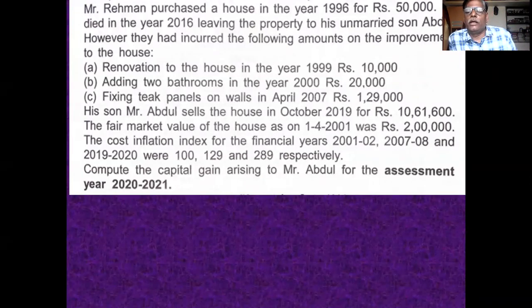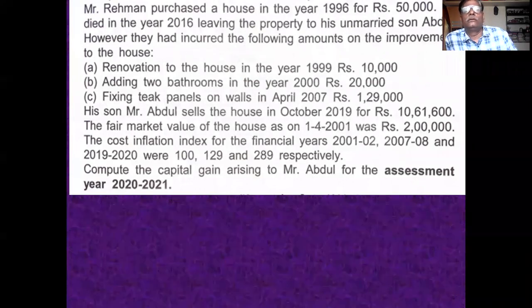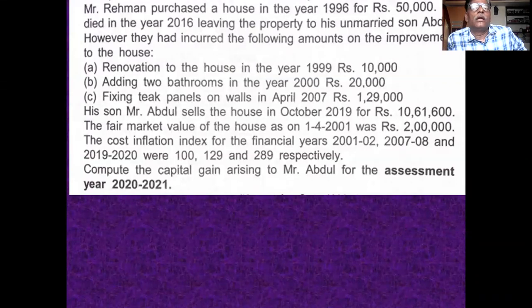Whenever a death takes place, the property goes to the son or daughter or to his relatives. That is the rule. You know it. He died and ownership transferred to his son.